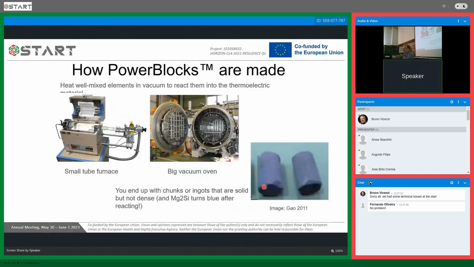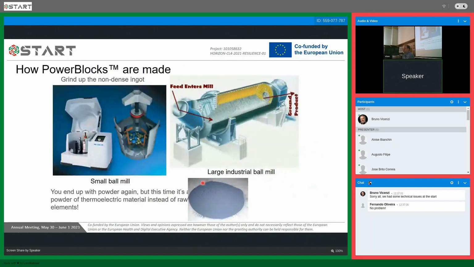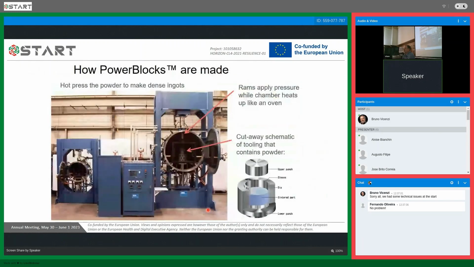Those then went into a furnace, and you ended up with chunks or ingots that are solid but not dense. And then they're ground up again within the ball mill, and you end up with the powder again, but this time it's powder of the thermoelectric material instead of the raw elements. So then that material is hot pressed to make dense ingots. This is a big SPS and hot press.